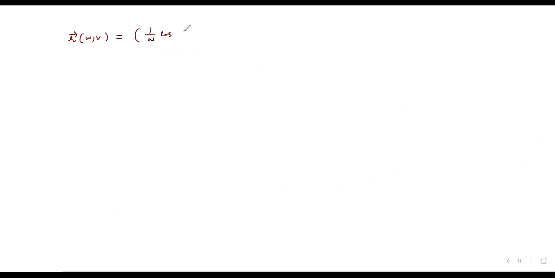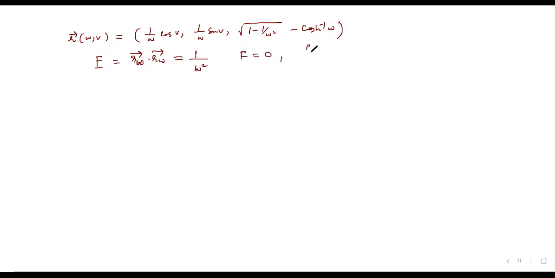okay, now once मैं फिर से इसको लिखना चाहूंगा, तो RWV is equal to 1 by W cos of V, comma 1 by W sine of V, then square root of 1 minus 1 by W square minus cos hyperbolic inverse of W। okay, so then E जो अब अपना बनेगा, of course E का मतलब है अब RW dot RW, you will get it to be 1 by W square, F तो again 0 है because it's a surface of revolution, और G होगा अपना 1 by W square, right?